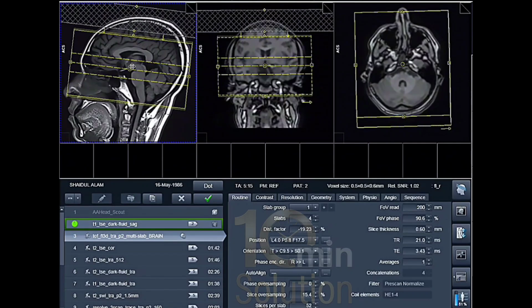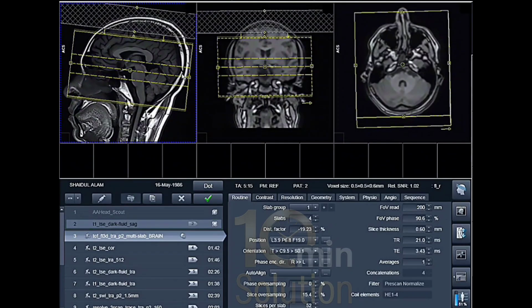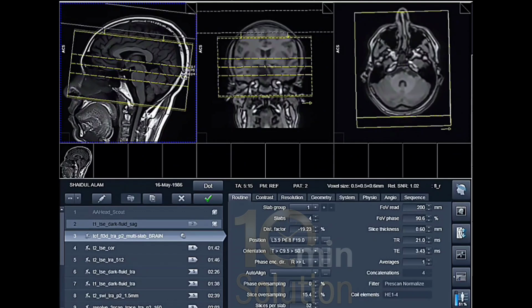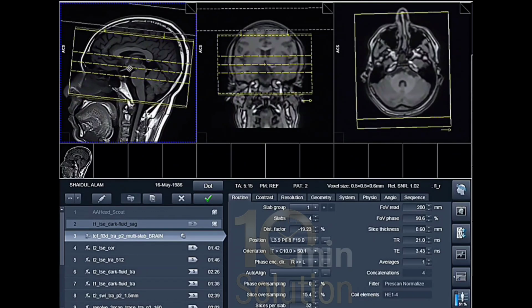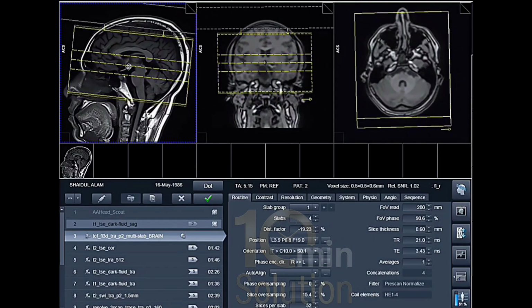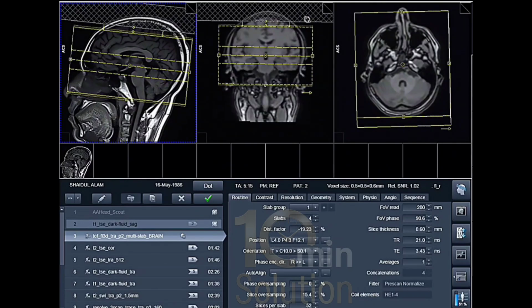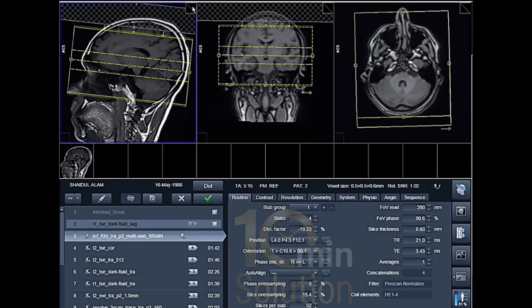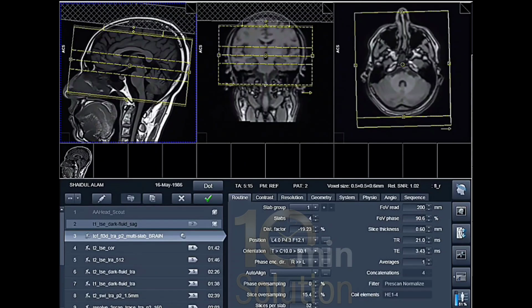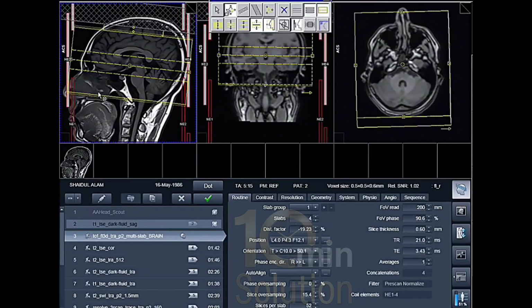Now I set up the planning following anatomy and physiology. Look here. Now I check the coronal image. Look here, now I check the sagittal image. Okay, this one is the transverse image. Each and everything is fine. Now I check the coil.